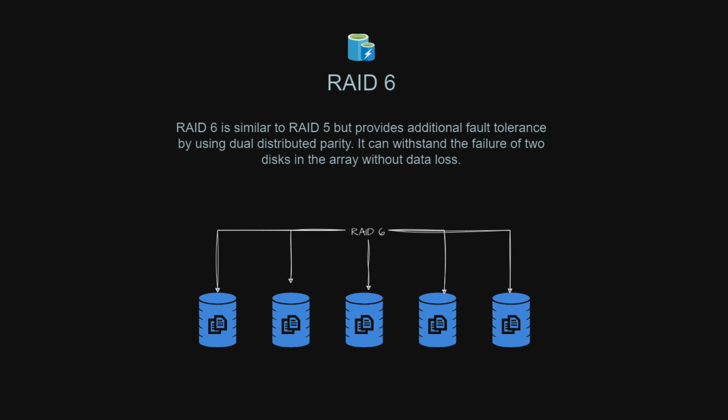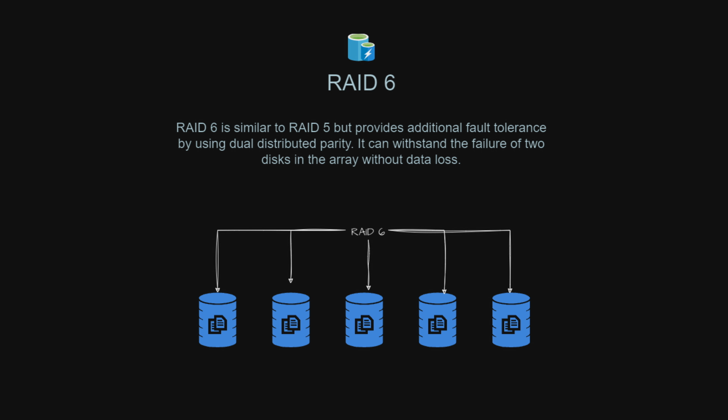Now comes RAID 6. RAID 6 is similar to RAID 5 but provides additional fault tolerance by using dual distributed parity. It can withstand the failure of 2 disks in the array without losing data. Consider 4 disks, disk A, disk B, disk C, and disk D. In RAID 6, data is striped across all disks and 2 sets of parity information are distributed across the disks.